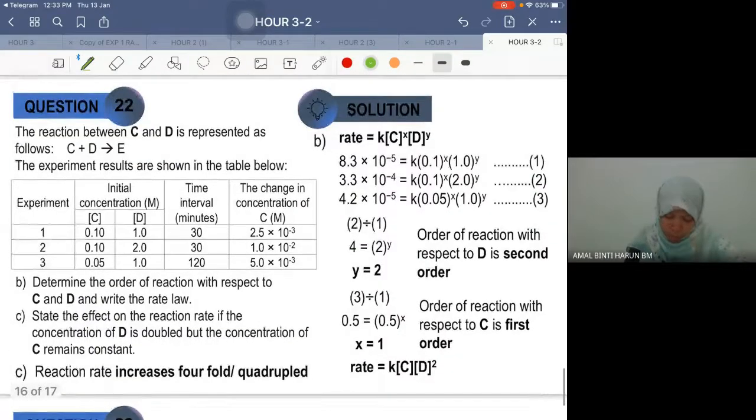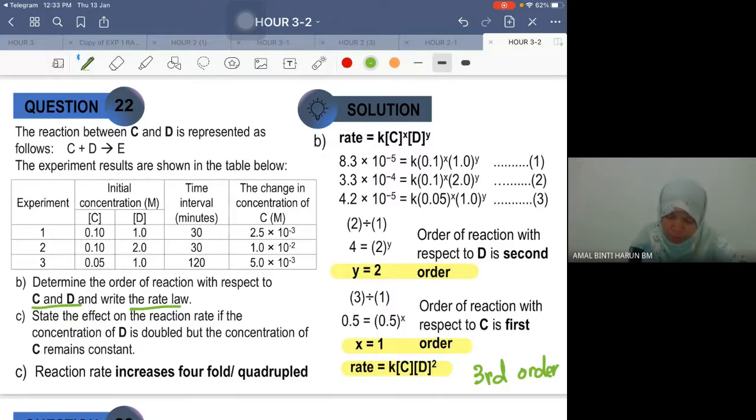Okay. 22. Determine the order of the reaction respect to C and D. Write the rate law. Okay. So, sila selesaikan sendiri. You ambil lah jawapan ni. Second order respect to Y. Method you dah tahu kan? Okay. And then first order respect to X. So, total order. Tulis balik rate law. Sebab dia nak rate law. So, total order adalah third order.